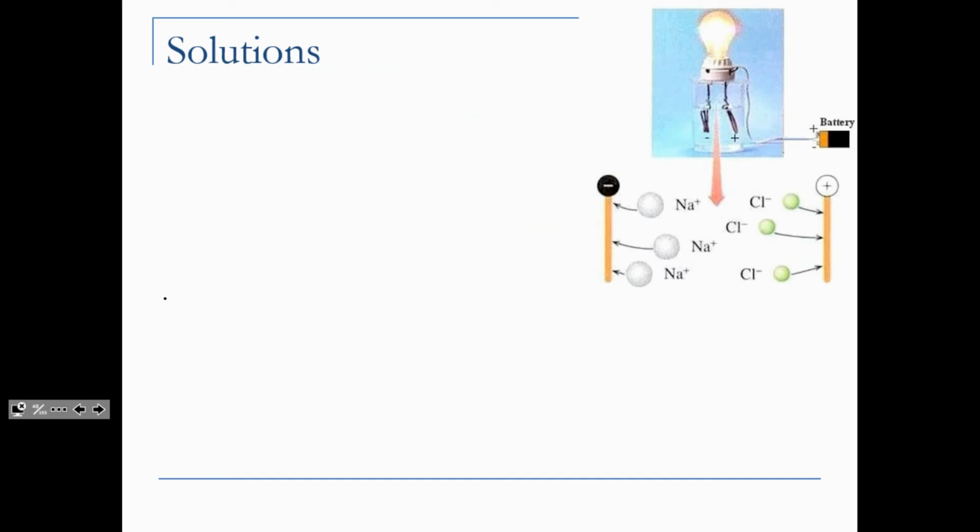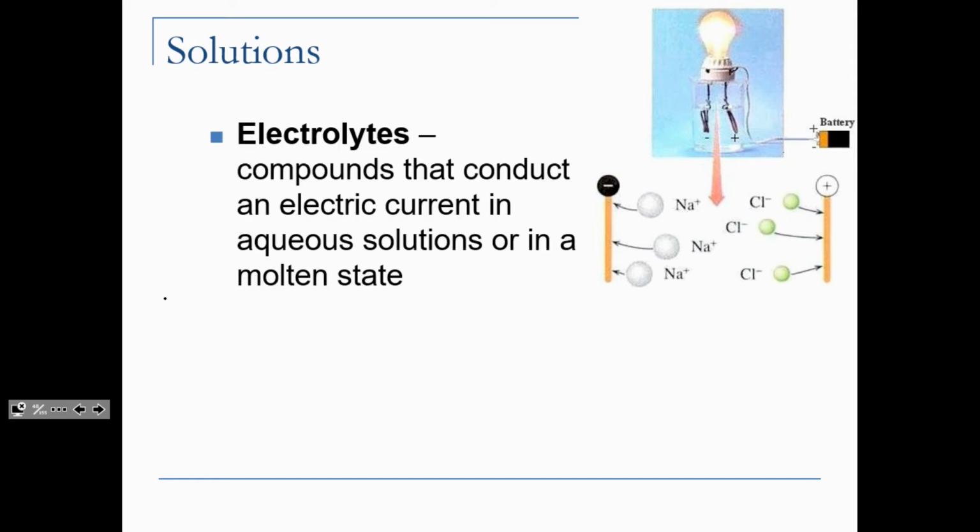And the last thing we're going to talk about here in this video are electrolytes. Some compounds, when they dissolve, can conduct an electric current within an aqueous solution or in a molten state. And the word molten here means liquid. So these are called electrolytes. You'll see the word electro because it can conduct an electric current.